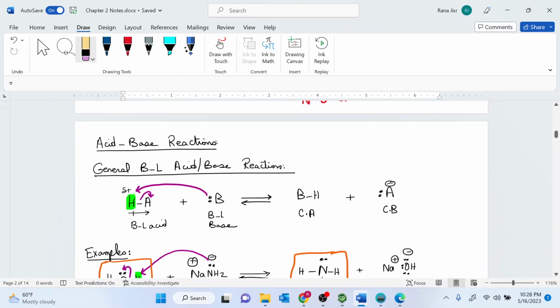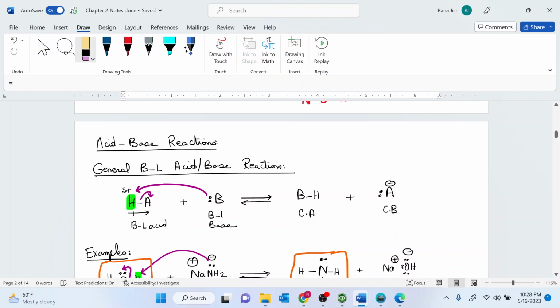Acid-base reactions are very important in organic. In these types of reactions, an acid reacts with a base. We cannot have a reaction between two acids. We cannot have a reaction between two bases. But we can have a reaction between a base and an acid. Whether the base is a neutral base, which is a weak base, or a strong base, which is a negative charge base, small or bulky, the reaction can easily happen.